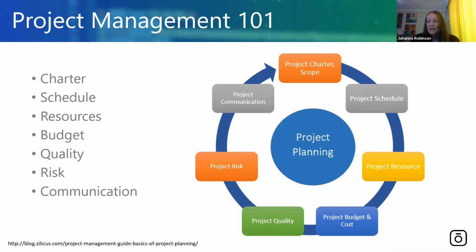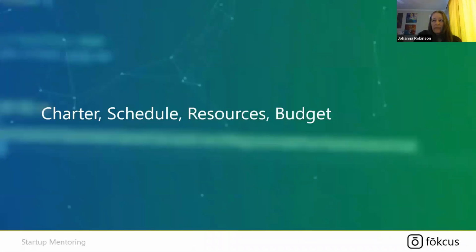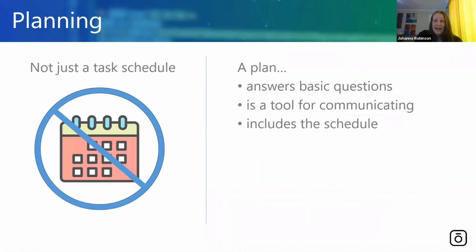And so here's just a little graphic that helps you sort of see the flow of the activities that happen during the course of the project, and we're going to talk about them in a little more detail and how they apply to you. So first we're going to cover charters, schedules, resources, and budget. Those words all sound really boring and scary, so let's jump in.